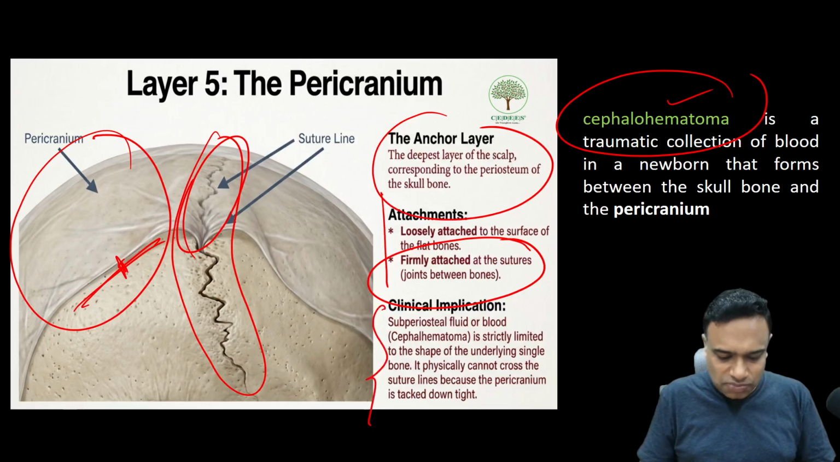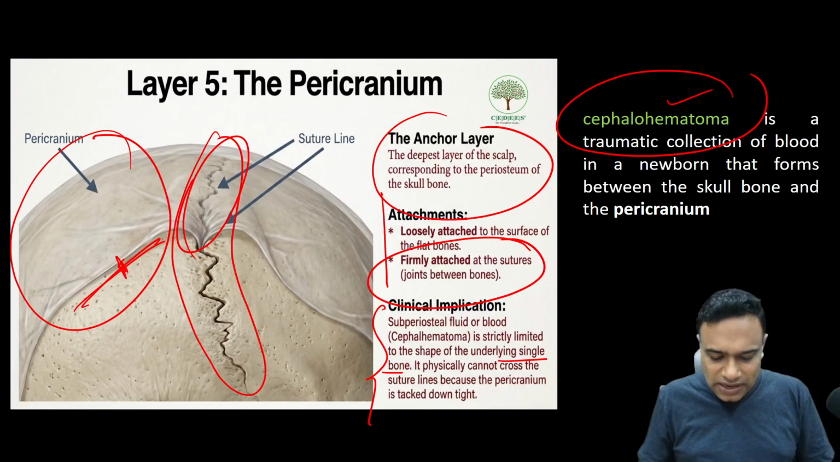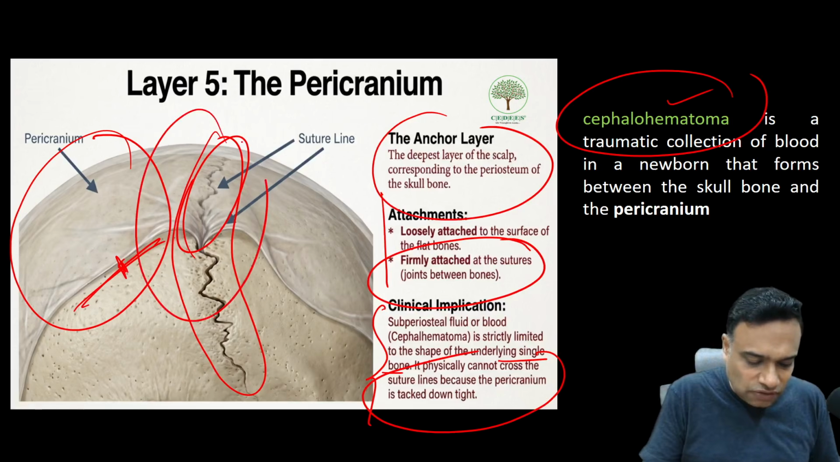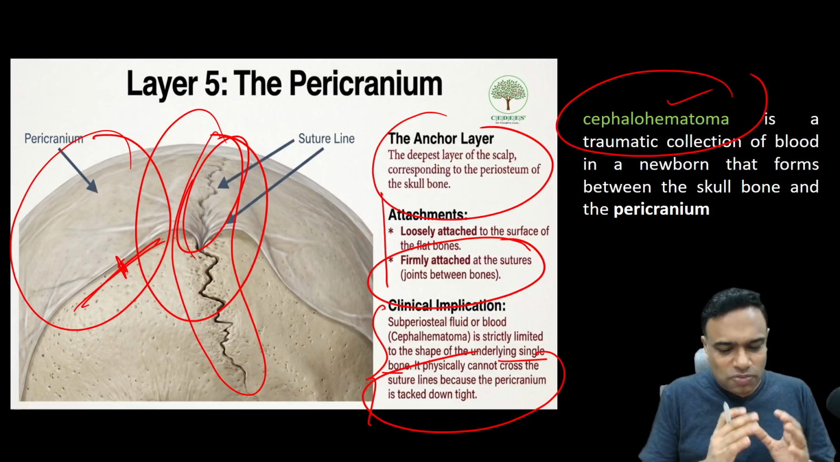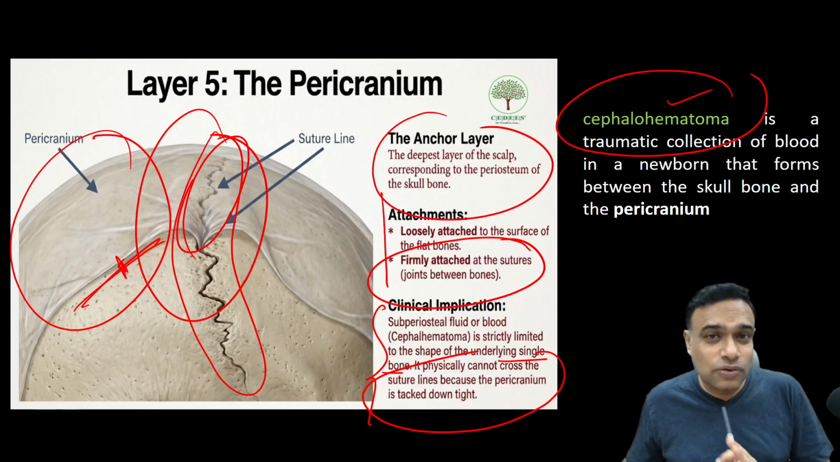I'd like you to read this small paragraph here. It's strictly limited to the shape of the underlying single bone. He's talking of the cephalohematoma. It physically cannot cross the suture lines because the pericranium is tucked down. You can see how tightly it is tucked down there in your suture lines. So I'm hoping that this is quite clear to all of you. And this condition is called cephalohematoma.